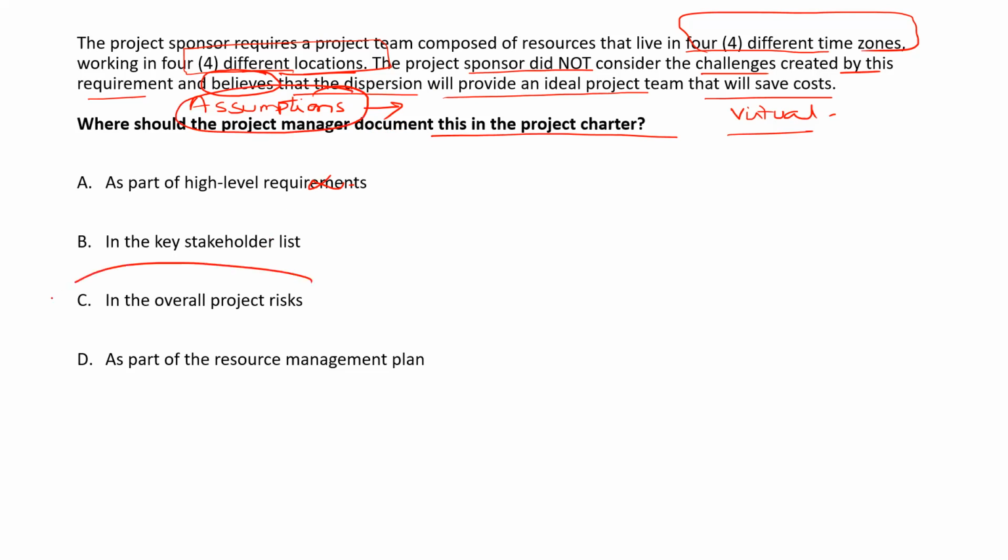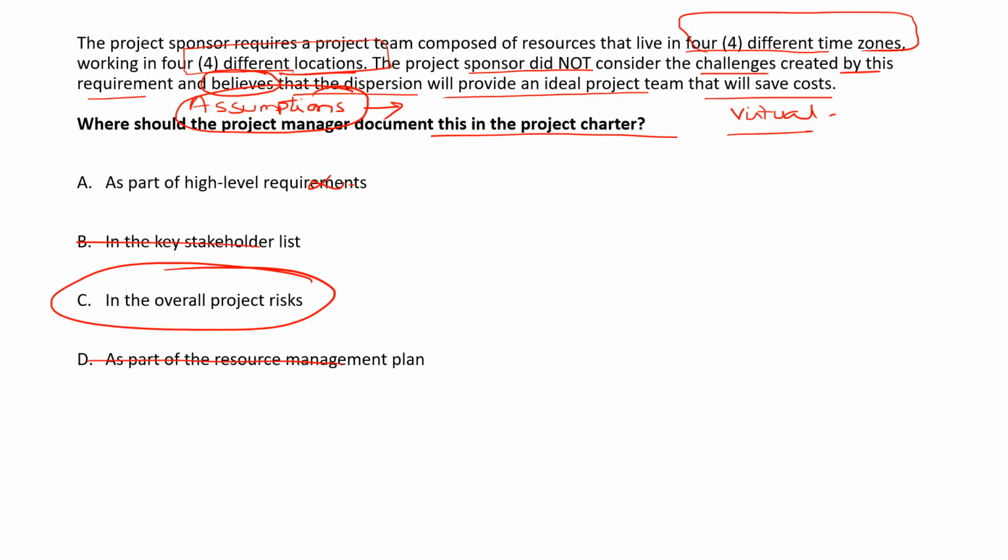An assumption is what? Risk. Assumption is always what? If assumptions are not proven correct, they may impact the project objectives. So yes, that was the risk. It's not about a stakeholder. They are not saying that something is wrong with the resource. They are saying that we are using a virtual team to save cost, but eventually you will increase the number of hours if it doesn't happen.